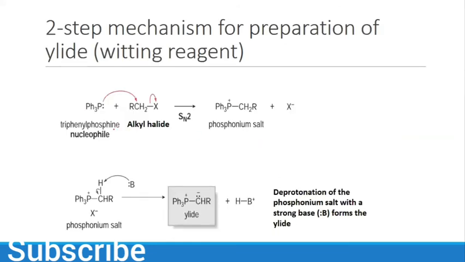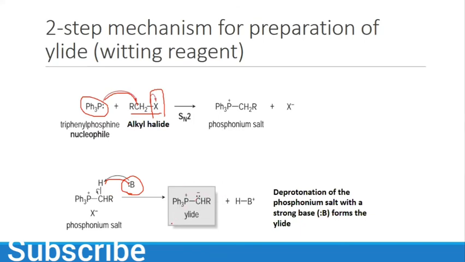So first of all, you need triphenylphosphine with two electrons. It acts as a nucleophile and reacts with an alkyl halide. The halide is removed and it attaches to the alkyl group, and we have a phosphonium salt. When this phosphonium salt reacts with a strong base, it causes deprotonation of the alkyl group, and then we have a negative charge on carbon and a positive charge on phosphorus.